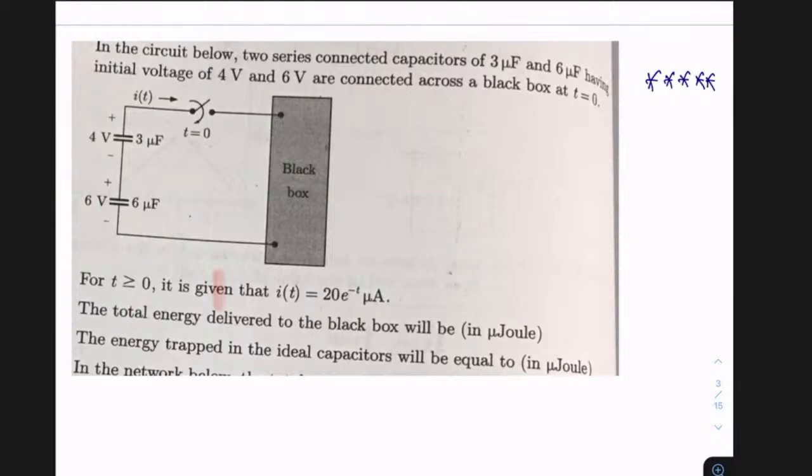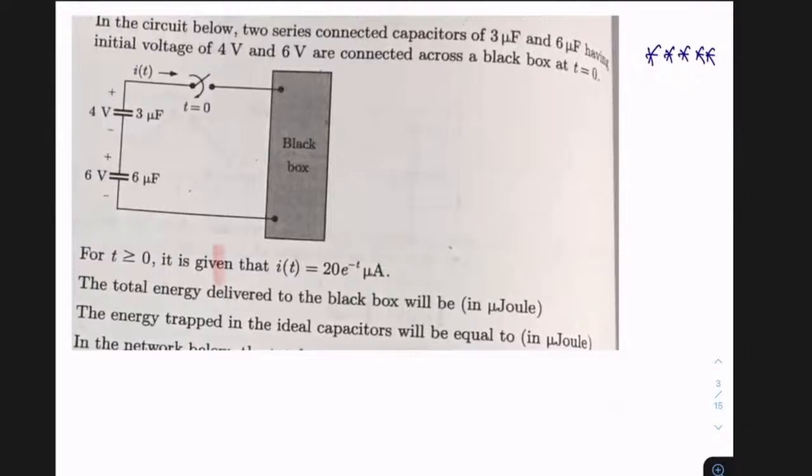The question is: in the circuit below, two series connected capacitors, 3 microfarad and 6 microfarad, having initial voltages of 4 volt and 6 volts, are connected across a black box at t equal to 0. This is a 3 microfarad capacitor and this is a 6 microfarad capacitor. Their initial voltages are 4 volt and 6 volts. It is also given that for t greater than or equal to 0, the current i(t) is 20 e raised to the power minus t microampere.